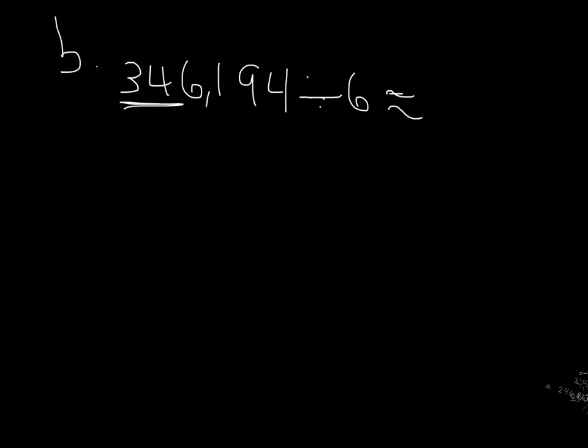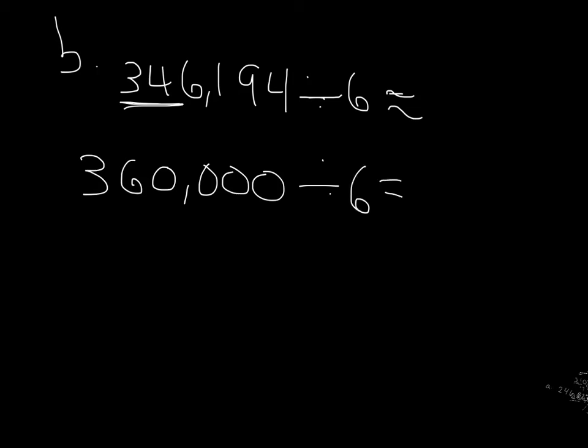Okay, for me, I found that the closest number to 34 that I can divide by 6 is 36. So I put 360,000 divided by 6. Now 36 divided by 6 is 6, and there's 4 more zeros. And so I got that the answer is about 60,000.